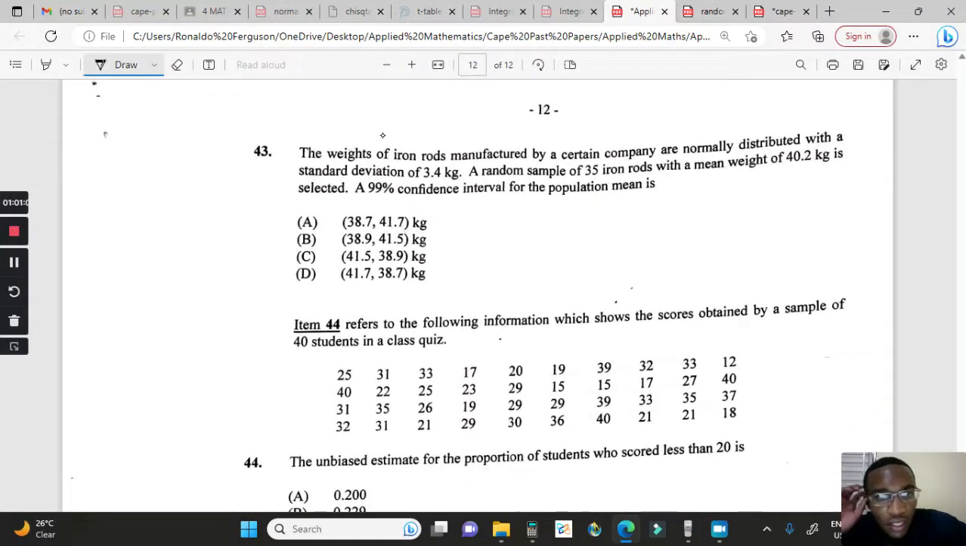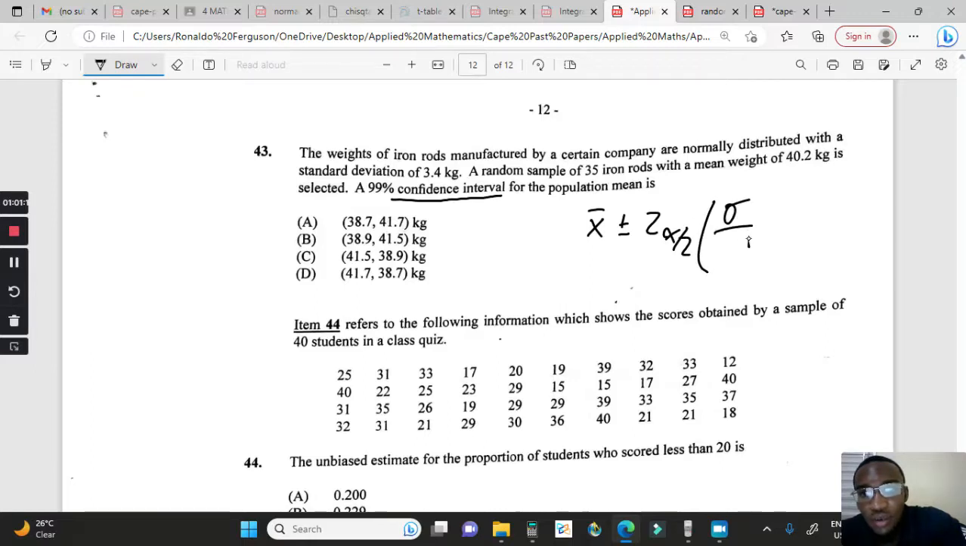Question 43. So much reading. Can I skip and just go to this? I'm just going to skip. Remember, it says confidence interval. Confidence interval is bar x plus or minus z alpha over 2 in brackets sigma over the square root of n. So bar x was what? The mean weight was 40.2.